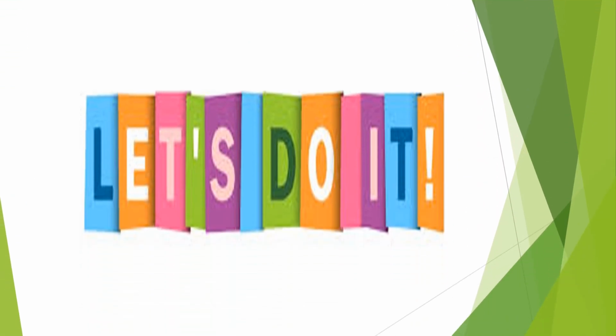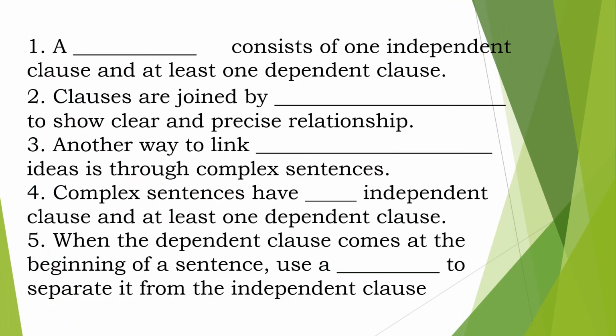Let's have another activity. Let's do it. Fill in the blanks with the correct answer. Okay, so let us answer number 1. A blank consists of one independent clause and at least one dependent clause. Okay, so what is your answer? If your answer is complex sentence, then you are correct.